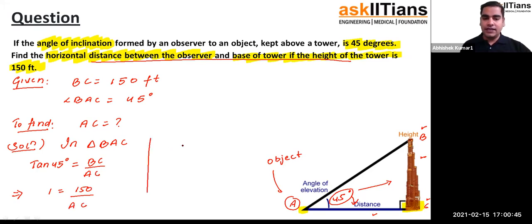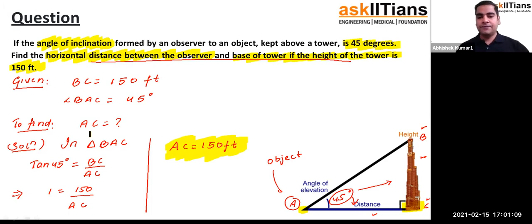So if you solve it further, what will you get? You will get AC is equal to 150 feet. And that's exactly what we were supposed to find out here in this problem. They were asking us what is the distance between the observer, which is denoted by A here, and the base of the tower, which is denoted by C. So here AC we got is 150. I hope you all understood it. You can go through this entire solution once again before we move ahead and discuss the next thing that we have. Okay, please go through it.